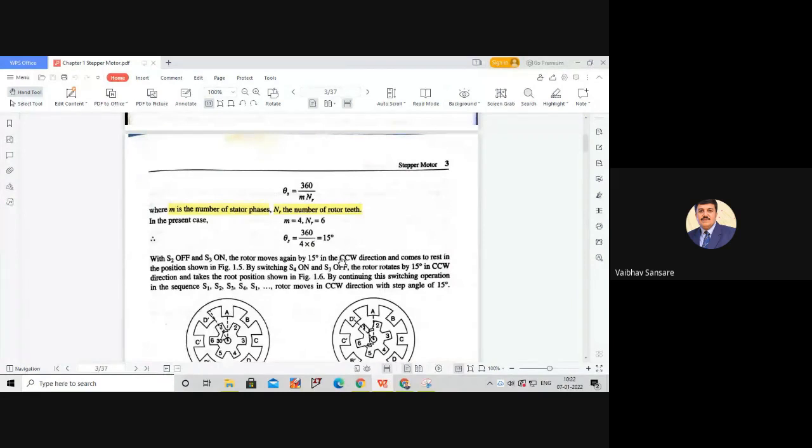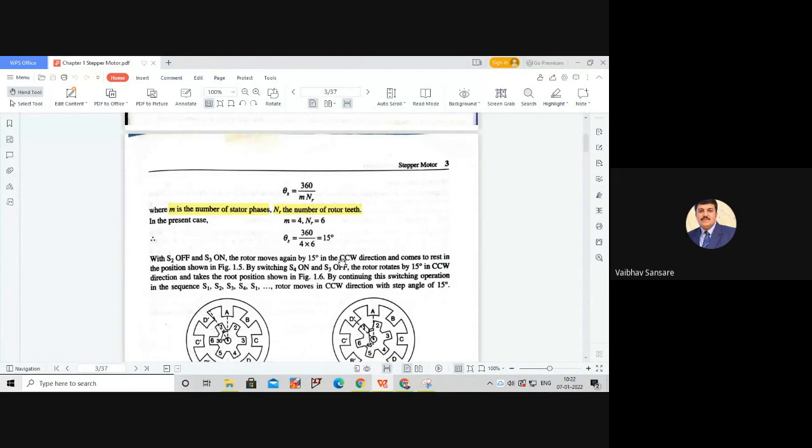Or there may be another form in which we can obtain the 7.5-degree step angle, that means 7.5-degree movement of the rotor in either clockwise or counterclockwise direction by achieving a 2-1-2-1 switching sequence. So those are the different modes of excitation for a stepper motor, according to which we can change the position of that same stepper motor.